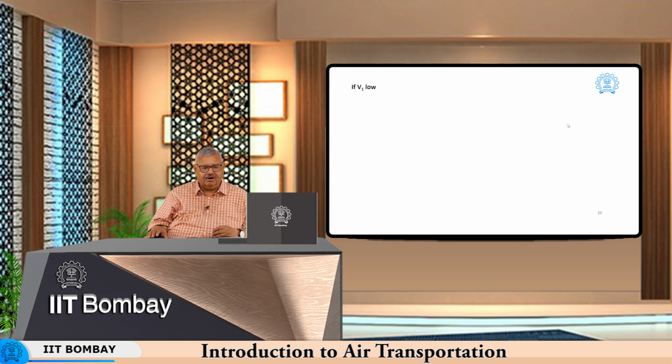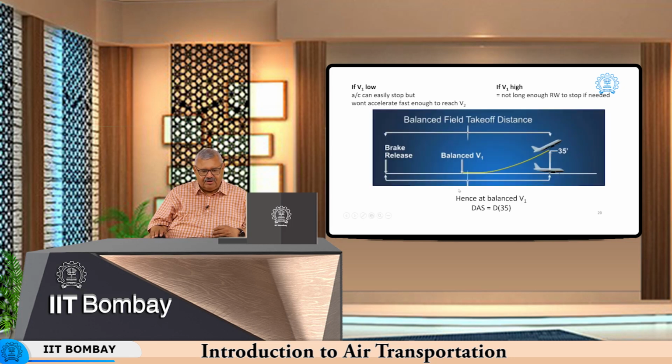Why? Because if V1 is low, then the aircraft can easily stop, but it will not accelerate fast enough to reach V2. If V1 is high, then it is not going to stop, as there is not a long enough runway available to stop if needed. So, if you have a situation where the one engine operational accelerate stop distance is equal to the one engine operational takeoff run till 35 feet, then it will be called the balanced field length or balanced field takeoff distance.